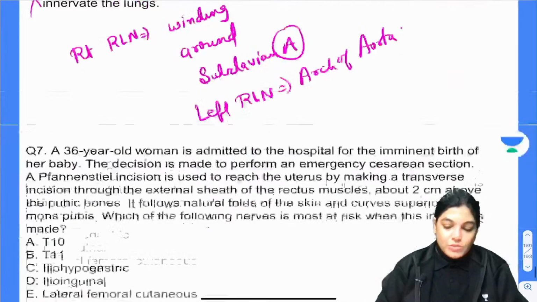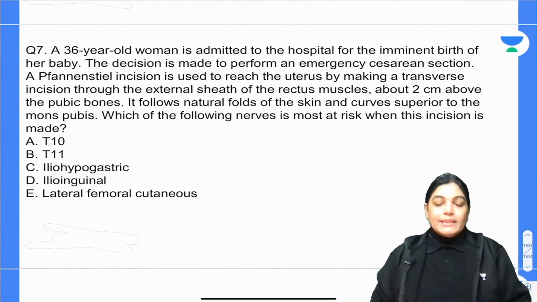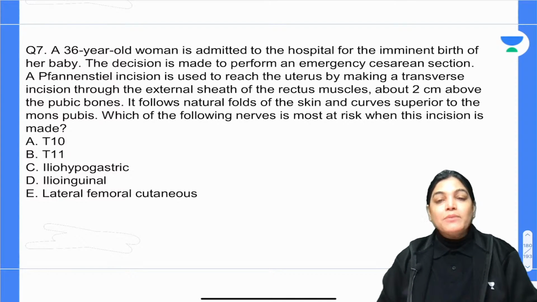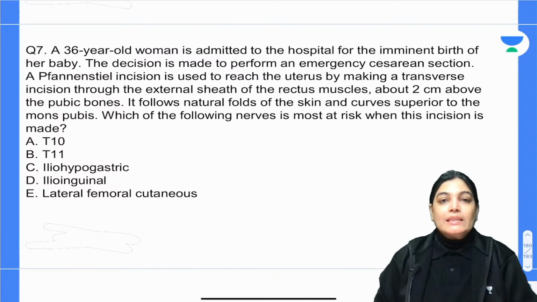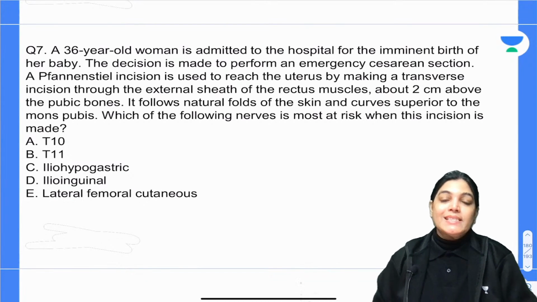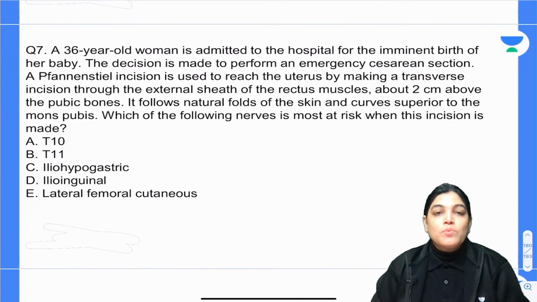Okay, so let's move on to question number 7. A 36-year-old woman is admitted to the hospital for imminent birth of her baby. The decision is made to perform emergency cesarean section. A Pfannenstiel incision is to be given to reach the uterus.